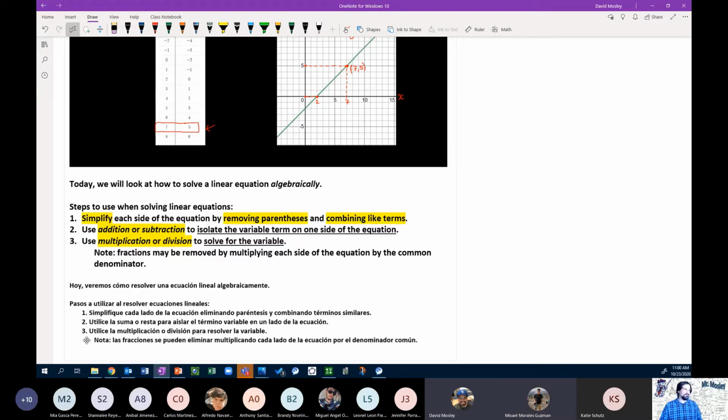Okay. So these are the steps that we're going to use. We're going to look at a lot of examples today. I'm going to show you a lot of math. I encourage you to take notes and follow along with the examples so you can look back at them later. It's going to be a lot of math.